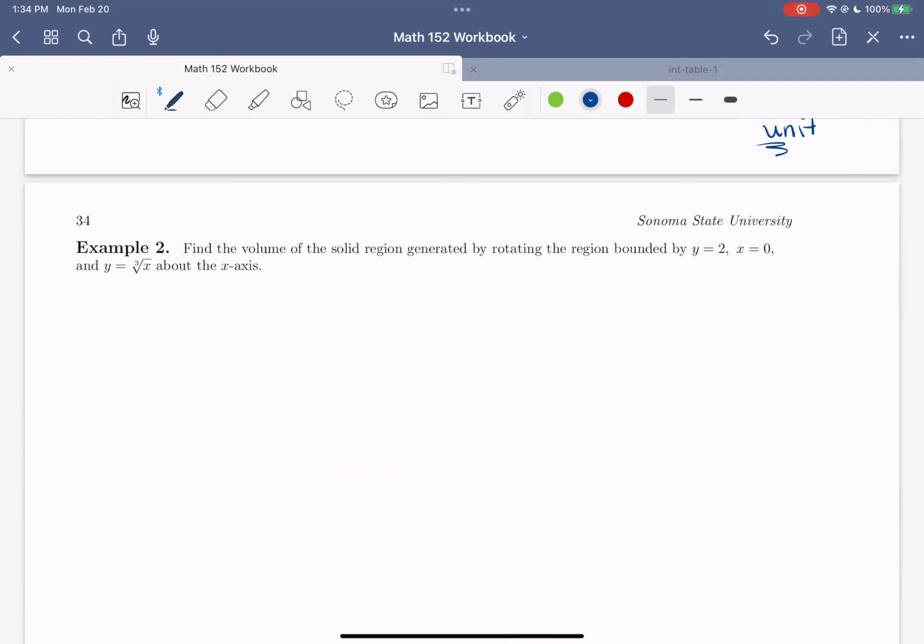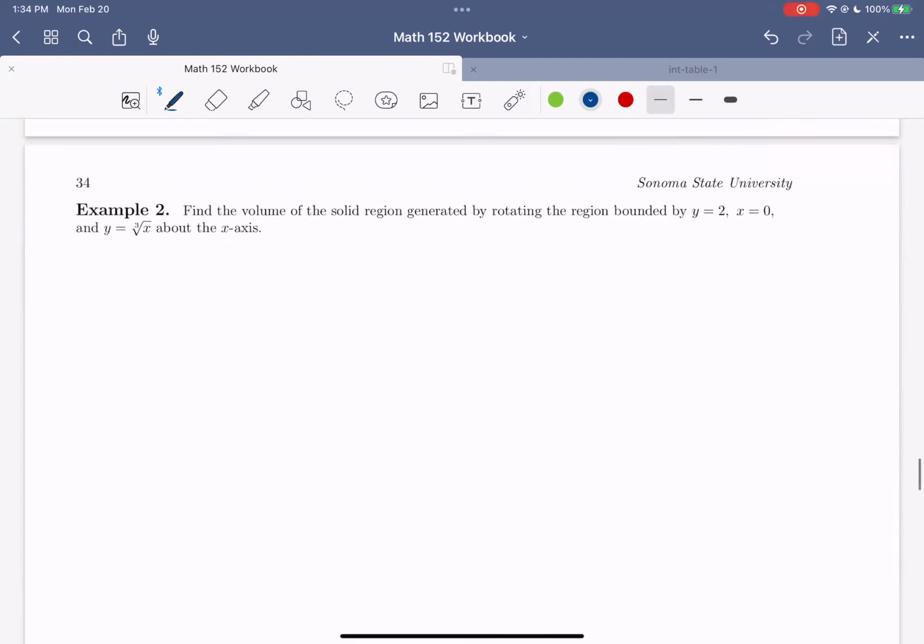All right, so we're told to find the volume of the solid region generated by rotating the region bounded by y equals 2, x equals 0, and y equals cube root of x about the x-axis. So the first step that we're going to do is to just draw out these three curves to get an idea of what that region that we're rotating looks like.